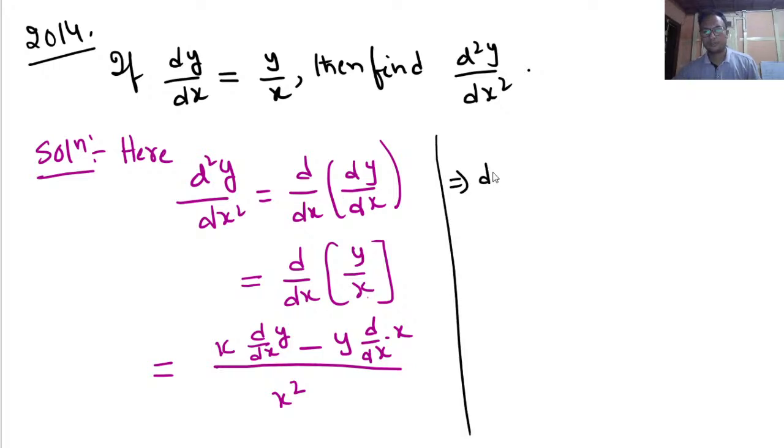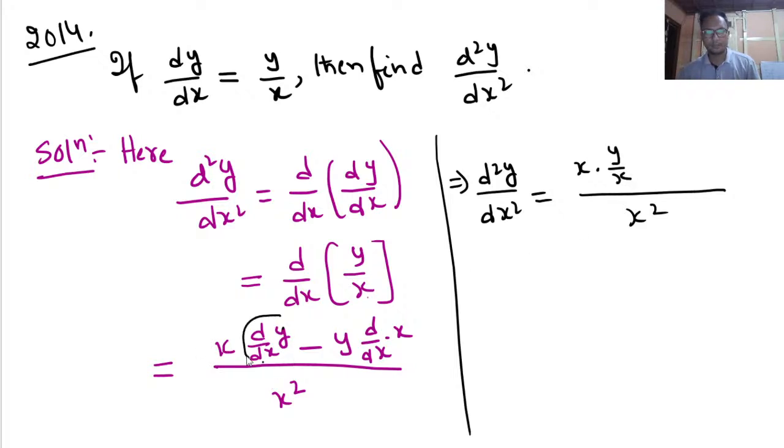So this implies d2y by dx squared is nothing but x squared x. What is this value? Dy by dx. Dy by dx is given as y by x, right? So we are just putting back the value, y by x, like that.